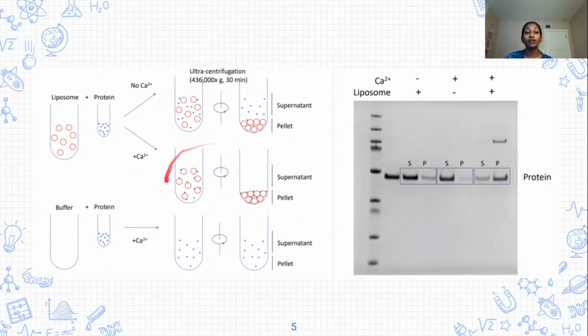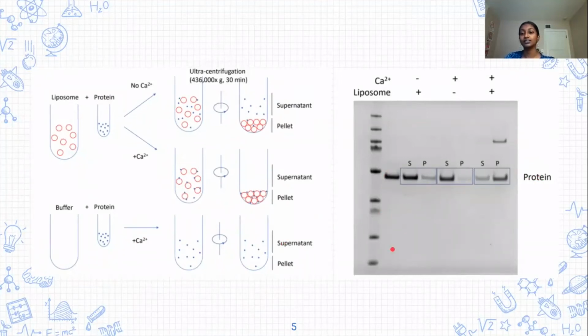Here, when calcium was added to it, everything became a pellet. There was no supernatant left over. There was no liposome that wasn't bound to something. Everything was bound together. Everything was great. And then we did a separate section just to ensure that the centrifuge was working properly, to see if the pellet and the supernatant were on there properly.